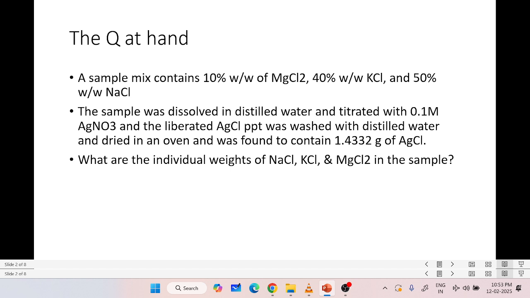This sample is dissolved in distilled water and titrated with 0.1 molar AgNO3, and the liberated AgCl precipitate was washed with distilled water and dried in an oven and was found to contain 1.4332 grams of AgCl. So we have to now estimate the individual weights of NaCl, KCl and MgCl2.